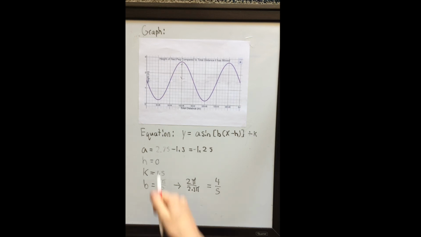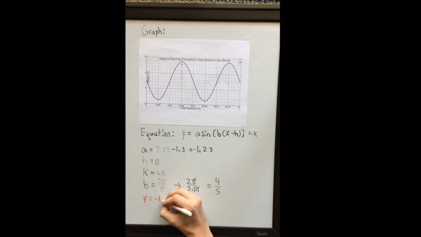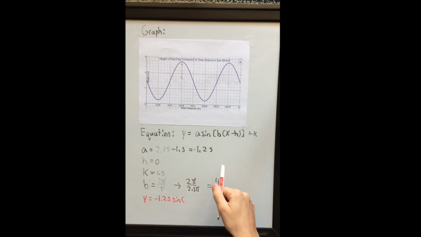Now, we can insert all of these components into the equation to get your final answer. So y equals the a value, which was determined as negative 1.25, sine, the b value, which is 4 over 5, x, and there is no h value, it is 0, and then plus the vertical shift, which we determined as 1.5. So this is your final answer.